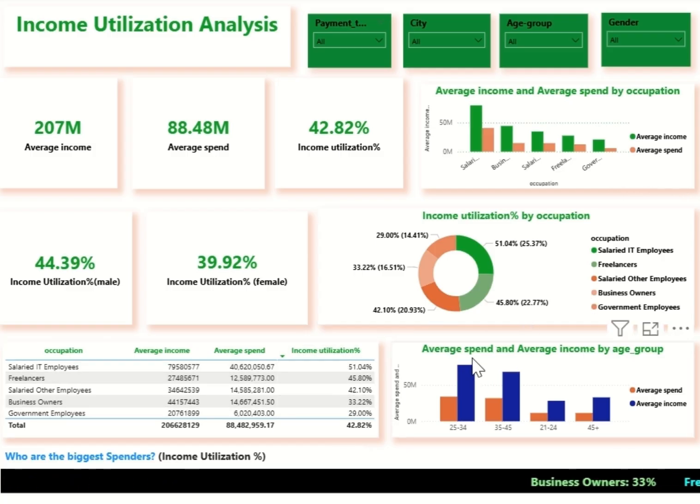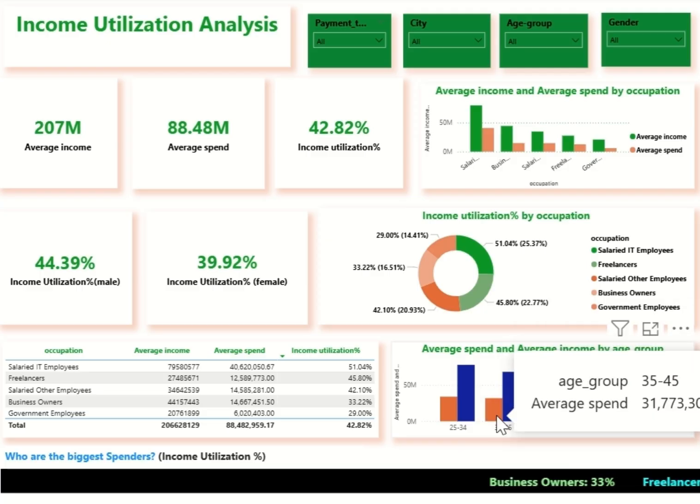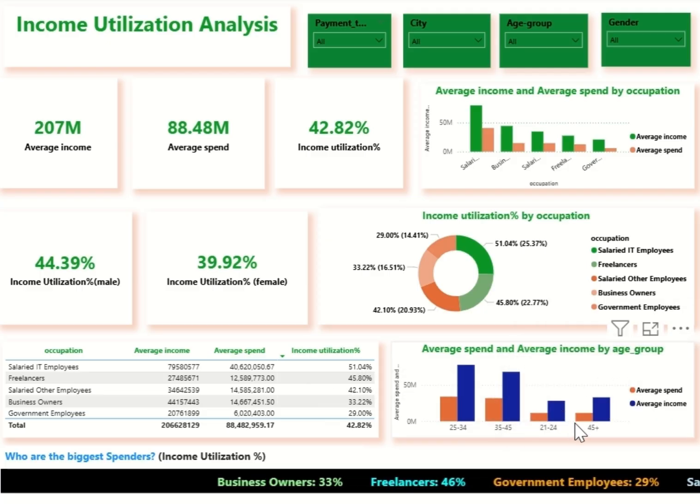And then here we have average spend and average income by age group. As you can see, the age group between 25 to 34 has a good average income, followed by the age group 35 to 45, and then the age group above 45, which also has a decent average income. And the last one is the age group between 21 to 24, and so forth.